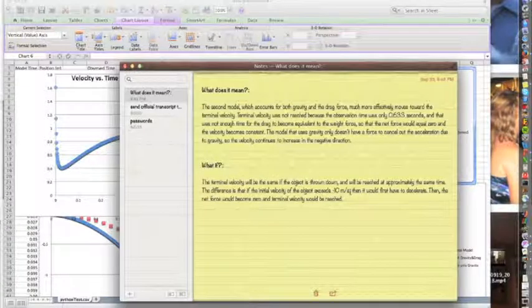Now for the what if. The terminal velocity will be the same if the object is thrown down, and will be reached at approximately the same time. The difference is if the initial velocity of the object exceeds -10 meters per second, then it would have to first decelerate. Then the net force would become 0 and the terminal velocity would be reached.